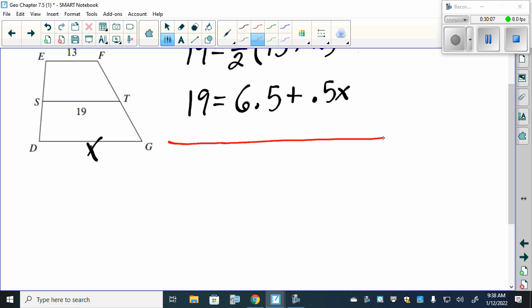Now, if we were dealing with all fractions, we could have left it in fractional form as 13 over 2 and 1/2 x. But the other number, 19, is a whole number. It's going to be easier to have it as decimals. Well, what we can do next is subtract 6.5 from both sides.